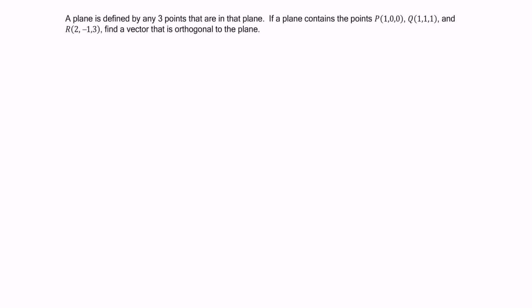I decided to use Q to R as my first vector, so here's Q to R. And so QR is given by, let me start with the x components, 2 minus 1. The y component is negative 1 minus 1, and the z component is 3 minus 1. That gives us the vector (1, -2, 2). You can do the same thing to find, say, QP. You'll get (0, -1, -1).